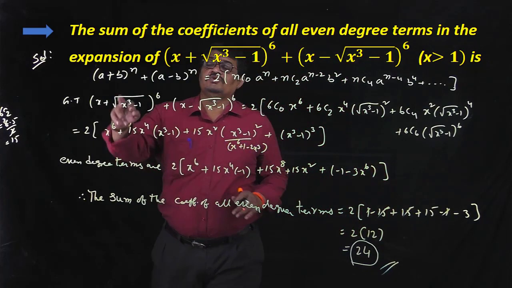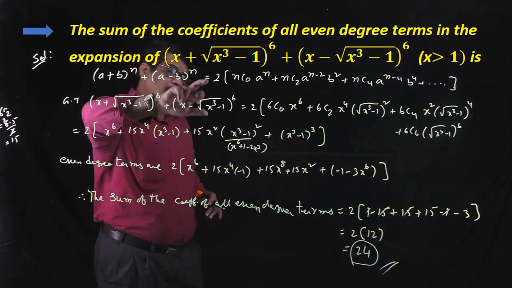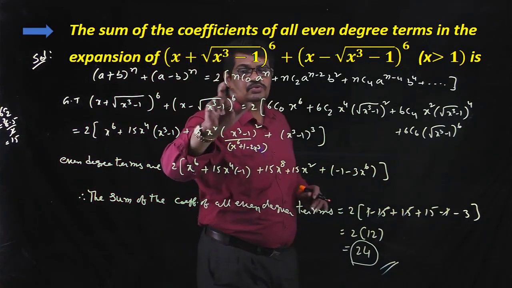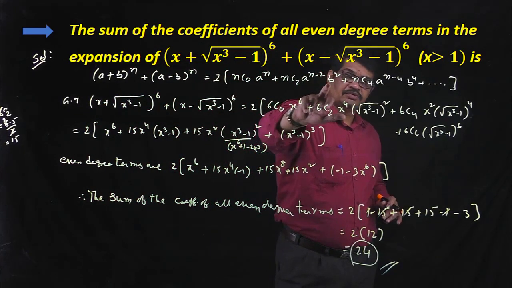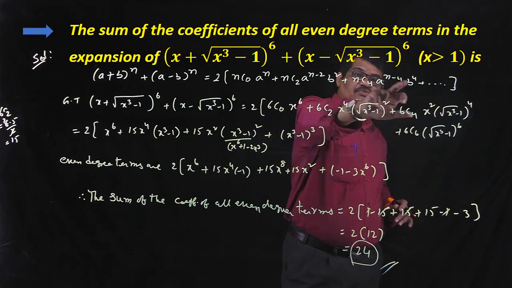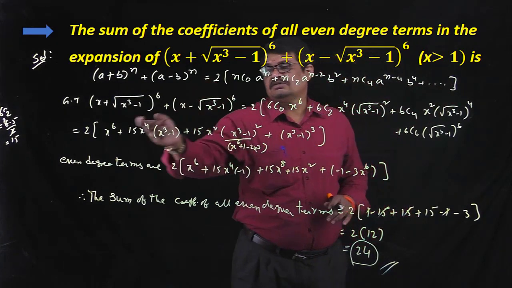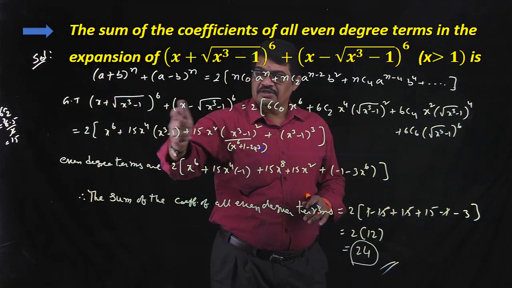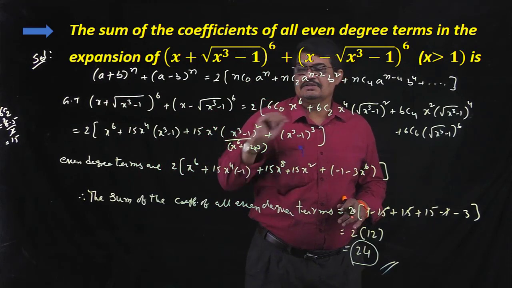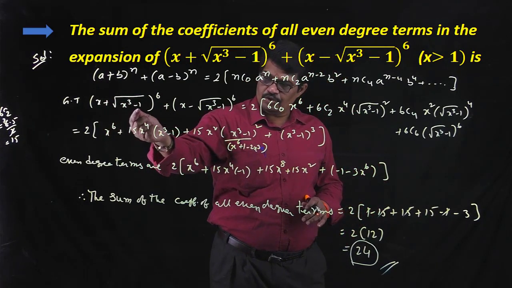First we are using this formula, a plus b whole power n plus a minus b whole power n. Expansion is this one, that is 2 into nC0 a power n plus nC2 a power n minus 2 b square plus nC4 a power n minus 4 b power 4 like this and so on. So we are using this formula. Here n is 6, here a is x and b is square root of x cube minus 1.